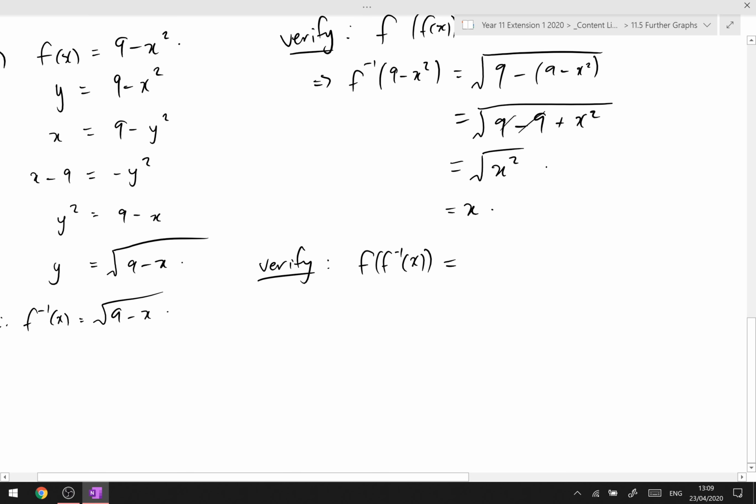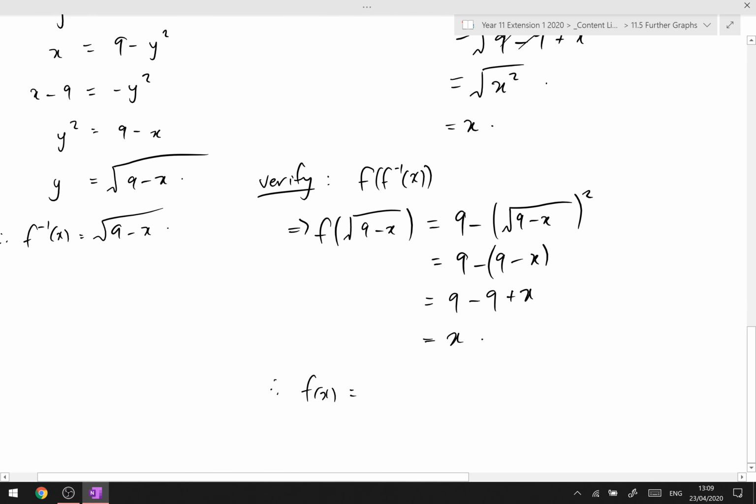Okay, so therefore f of negative 1 of x equals the square root of 9 minus x is the inverse of f of x is equal to, sorry, 9 minus x squared. Don't know where I got that from. 9 minus x squared. Okay. So that's pretty much it for this one.